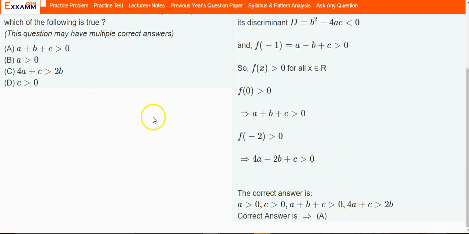So that is not the issue. This has more than one correct answer, so all the options would be correct. Here it has been written only A, but A, B, C, D all would be correct.